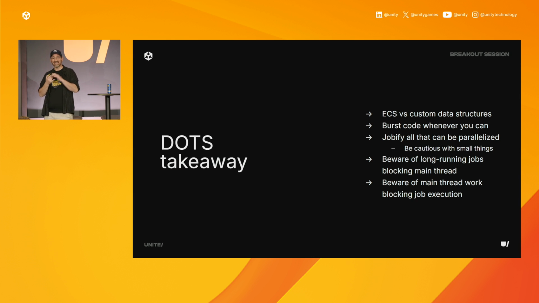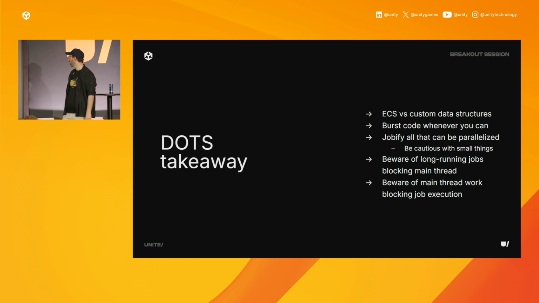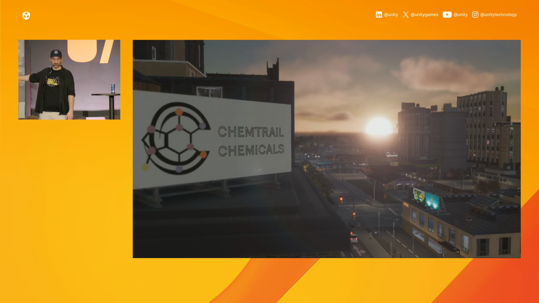But also remember, there is a cost to jobifying. If you go too atomic, if you make very small operations that don't benefit from being multi-threaded, the overhead of scheduling all these jobs will outweigh the performance gain you get from multi-threading. So again, look at the profiler every time you make a decision. And then a reminder of what I just said, be careful of a long-running job blocking the main thread, but also the main thread blocking scheduling of worker jobs. And that concludes my talk for today.